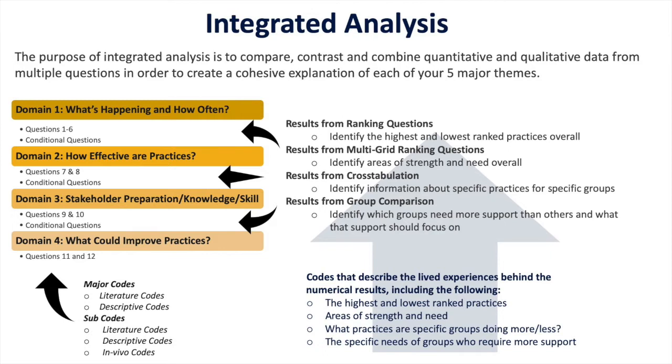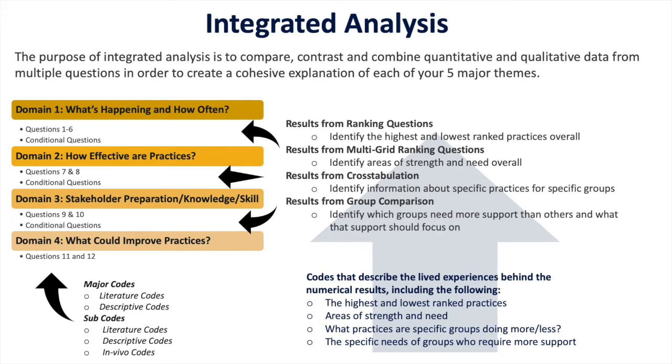Then we're going to look at our results from our multi-grid rank questions. So that's where we've identified our areas of strength and need. So not just the highest and lowest practices, but what are the specific groups of practices that are identified as a strong point, and where is there a need for more attention, growth, and development.